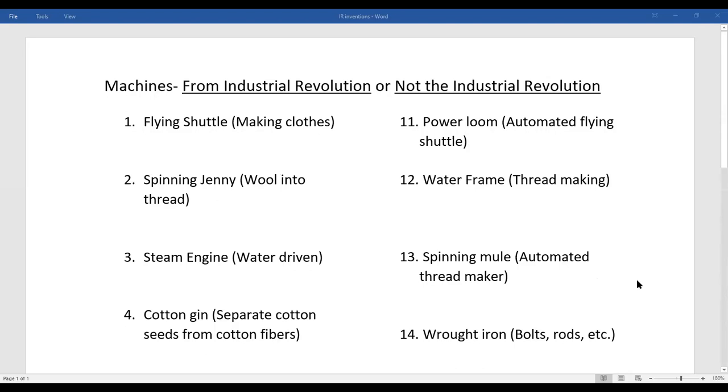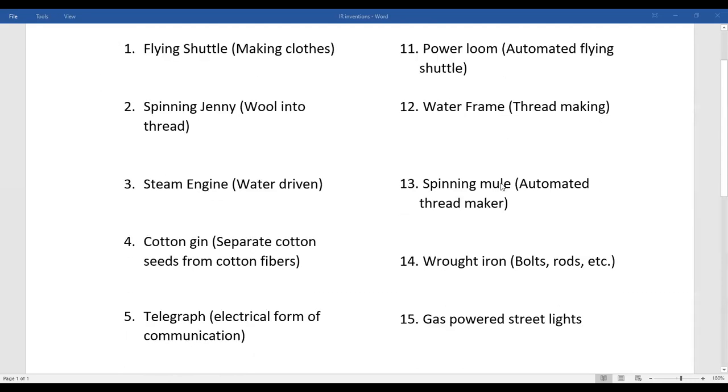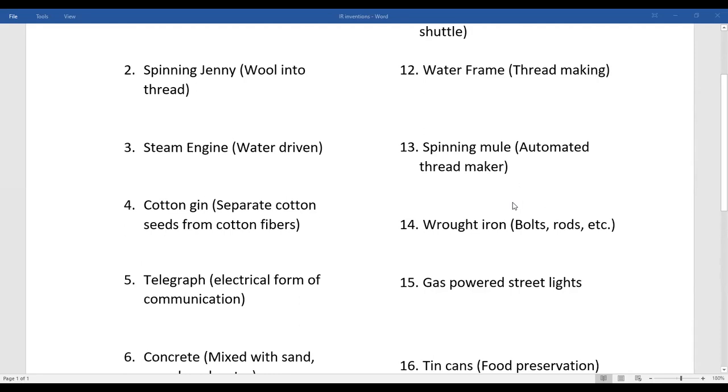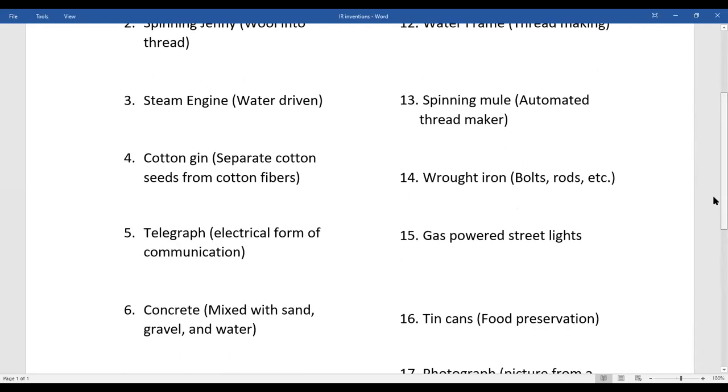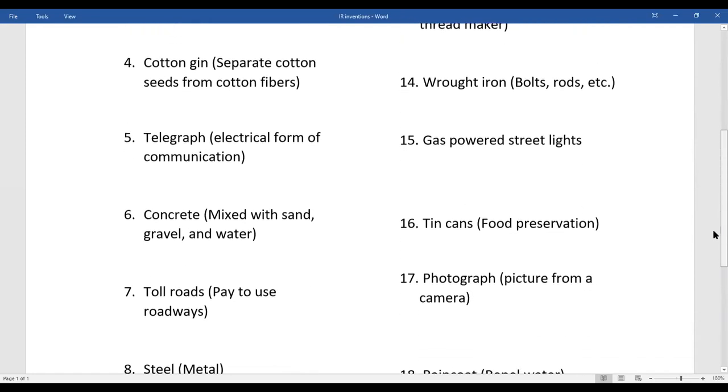We won't go through the second one, but basically this is a list of everything that I could find that was developed during the Industrial Revolution. So not only the list that we went over, but also the power loom, which was basically an automated way of creating clothes. The water frame, which helped to make threads, and basically put threads onto a spindle automatically. The spinning mule was an automatic thread maker. Wrought iron that used bolts and rods is created during this time. You have gas-powered street lights during the Industrial Revolution.